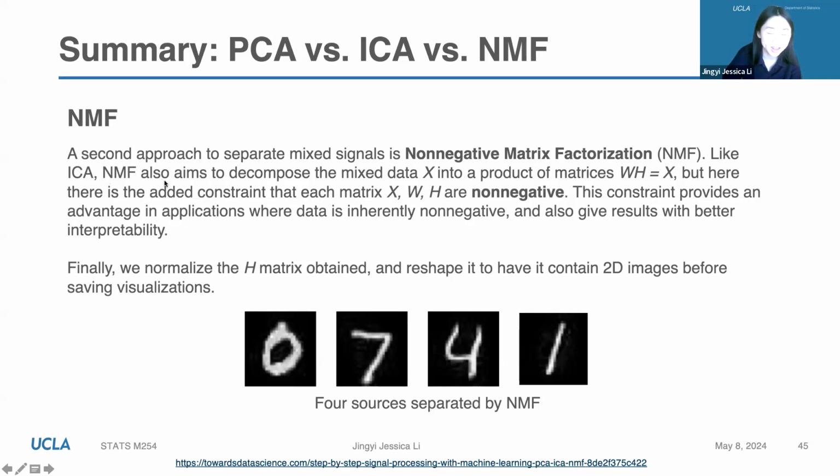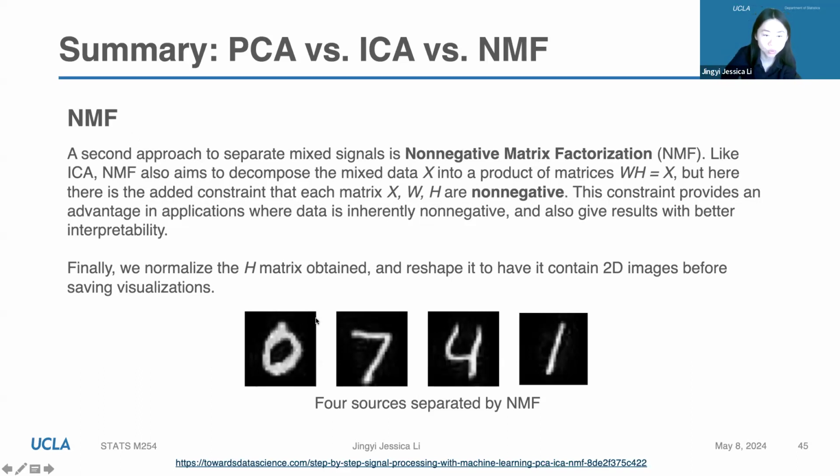The second approach to separate the mixed signals is NMF. Like ICA, NMF also aims to decompose the mixed data into a product of matrices. But there is the added constraint that each matrix X, W, and H is non-negative. This constraint provides an advantage in applications where data is inherently non-negative, which is exactly the case we have for image data.